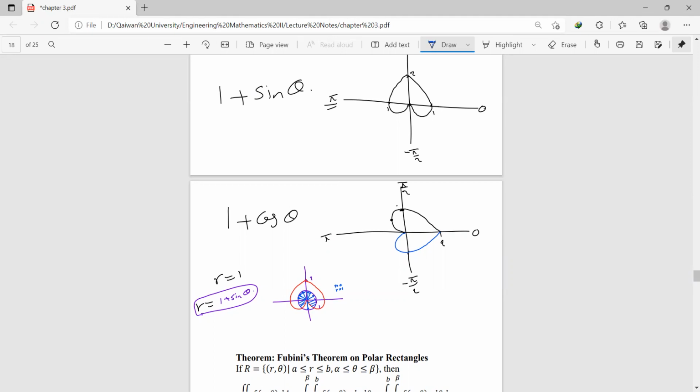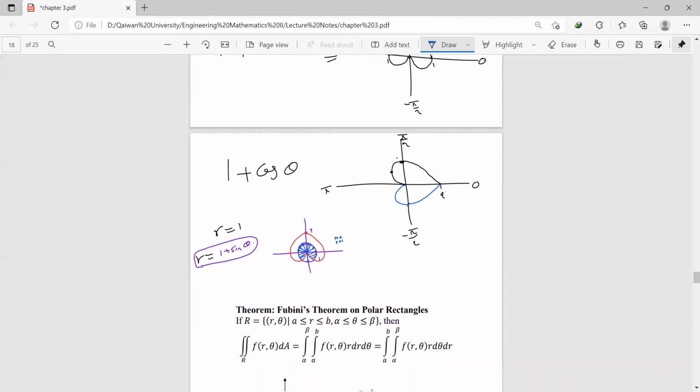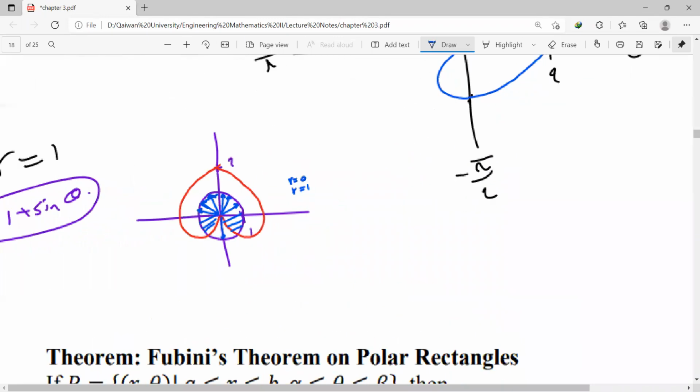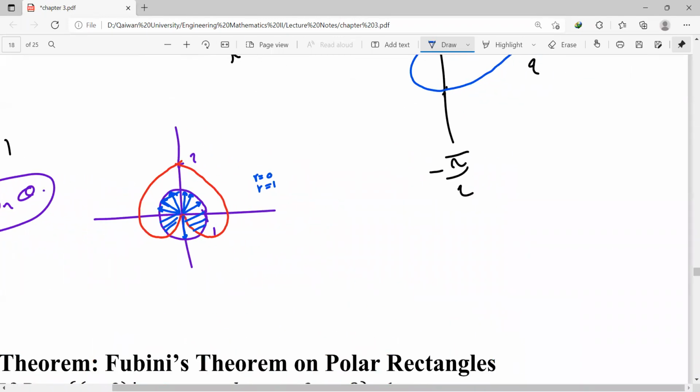So now try to find these 2. Try to find the region which is bounded by 1 plus cosine theta and 1 minus cosine theta. Okay, do it by yourselves.